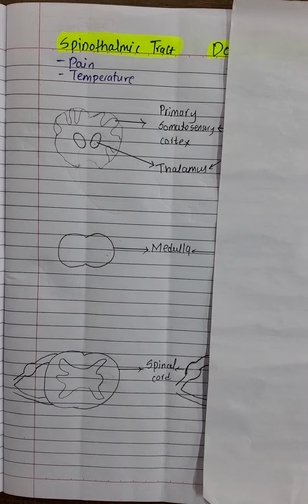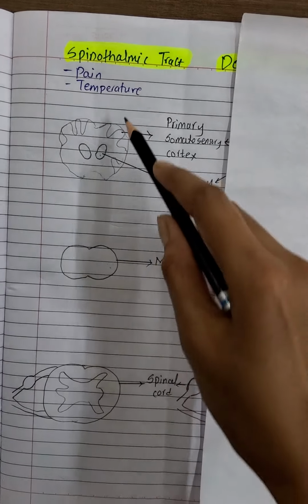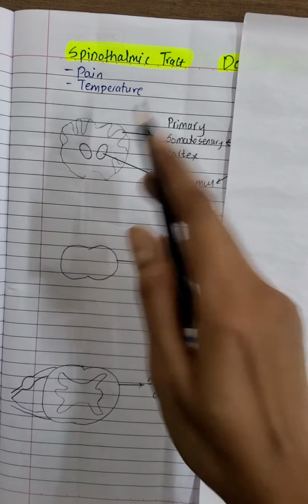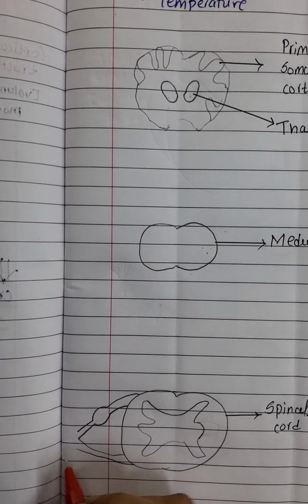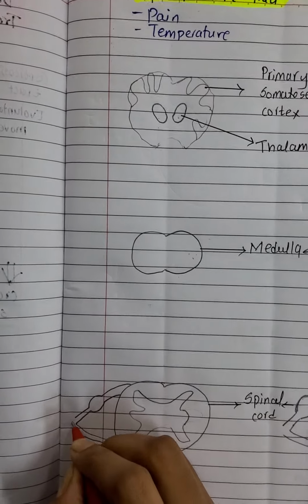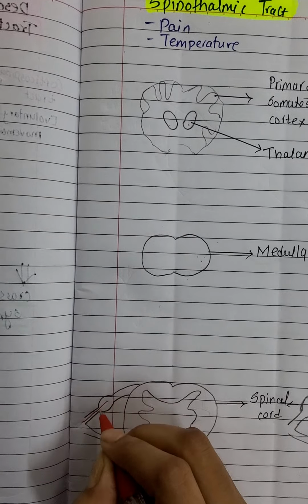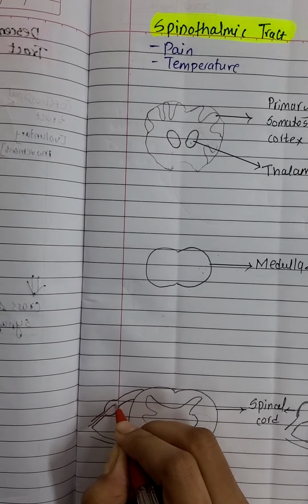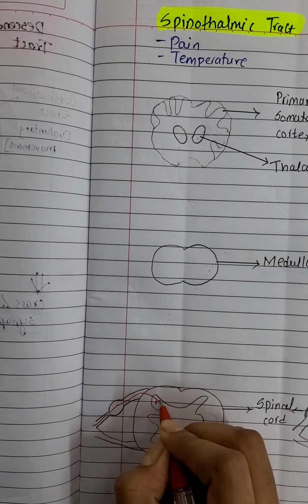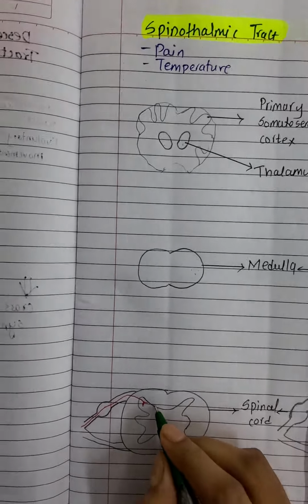Let's study the spinothalamic tract. So this is spinal cord, medulla, and this is primary somatosensory cortex. This is thalamus. Now, the first order neuron through dorsal root ganglia, this is dorsal root ganglia, enters the spinal cord in posterior horn. Now in posterior horn comes the second order neuron.